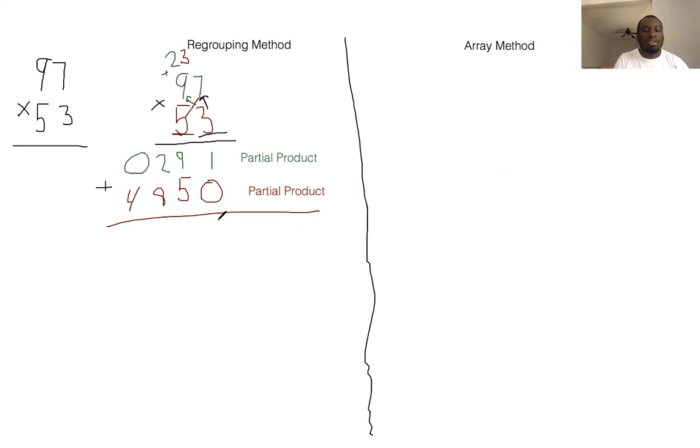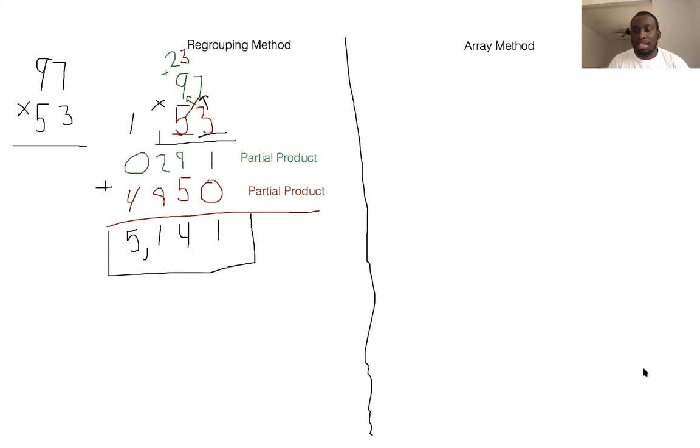So 1 plus 0 is 1. 9 plus 5 is 14. Put my 4 down. I'm going to carry my 1. 8 plus 2 equals 10, plus 1 equals 11. And 4 plus 0 equals 4, plus 1 is 5. And I have my ones, tens, hundreds, comma, thousand. So my final answer is 5,141.